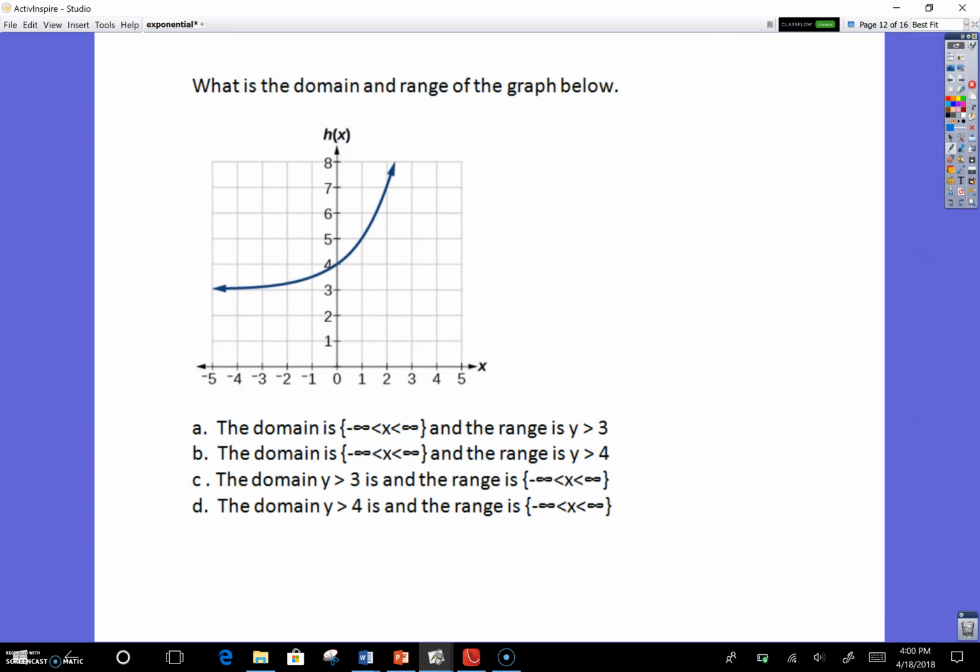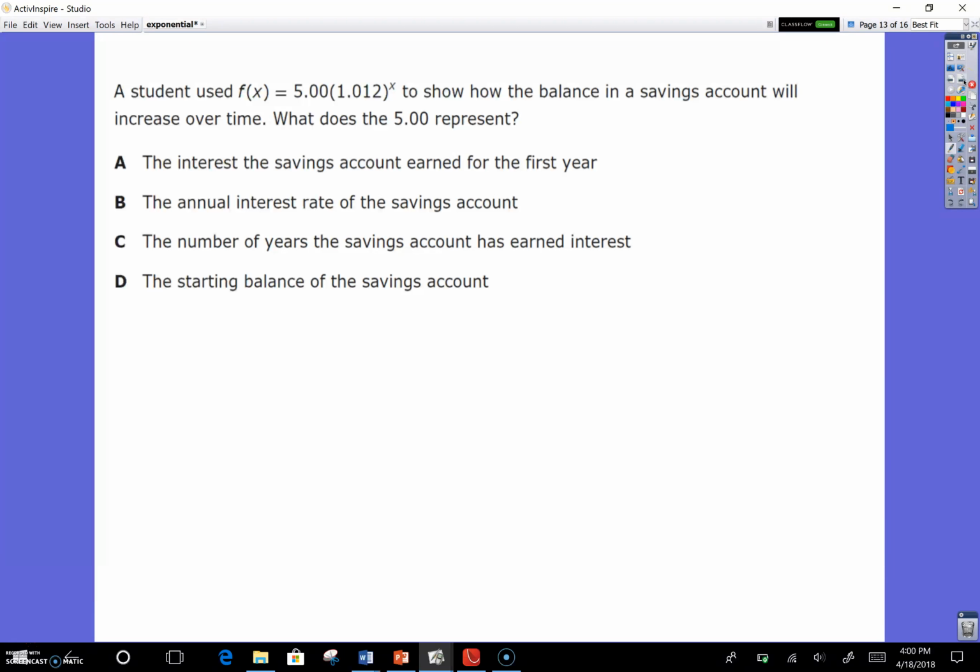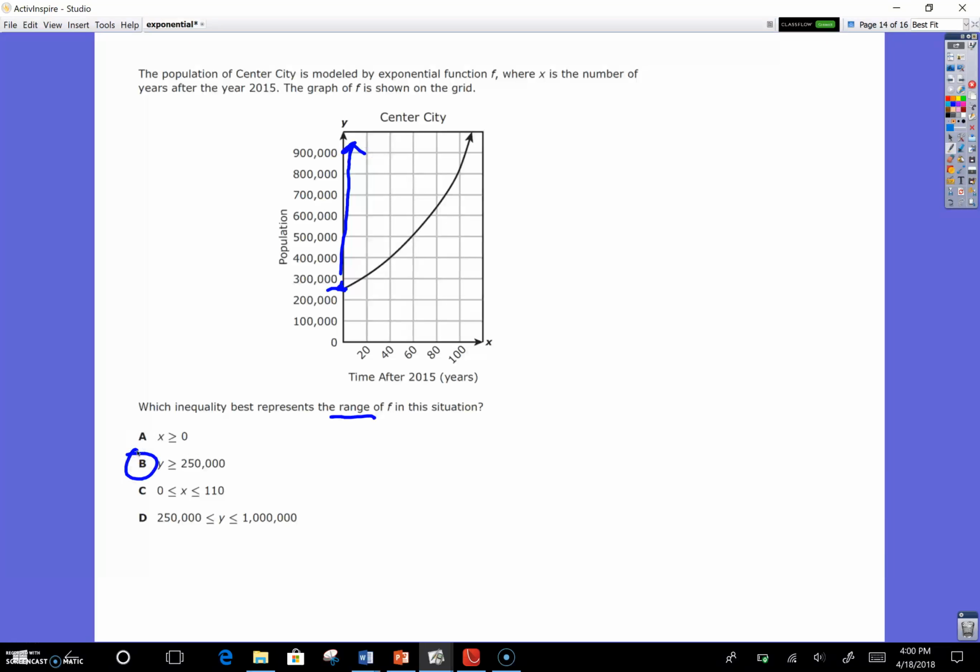Okay, what is the domain and range? The domain, remember, is all real. The range, we start right there, so the range is 3. What does the 5 represent? The 5 is right here, so it's the initial or the starting value. Okay, the population. What is the range? The range starts right here and it goes up. So it should be y is greater than 250,000.